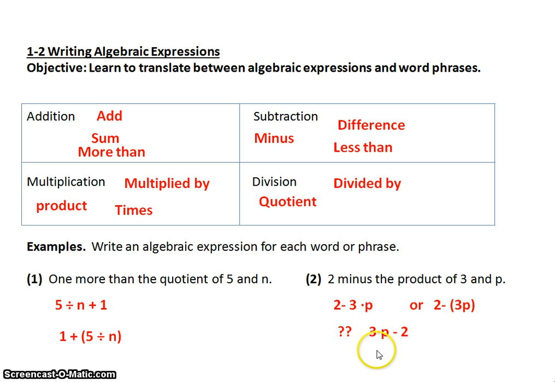Now, would 3 times p minus 2, would this expression be equivalent to 2 minus 3 times p? We cannot change the order of subtraction. So this bottom expression would not work for example number 2.